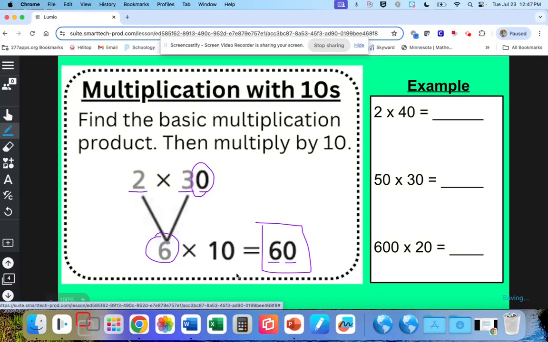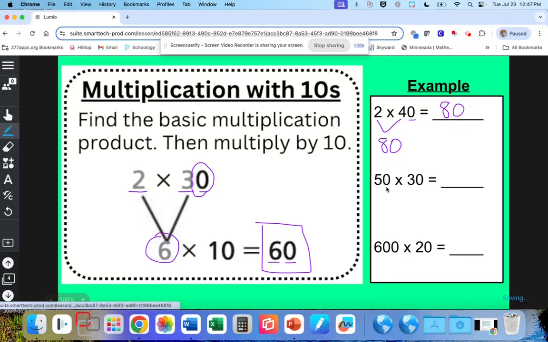Let's take a look at some of the practice problems and how we would tackle these. So again, we're going to start with the two base numbers and forget the zeros. So 2 times 4 is 8. And then we forgot about 1 zero. So we're going to add that 0 in because really we were multiplying by 40, not just the 4. So our answer is 80.